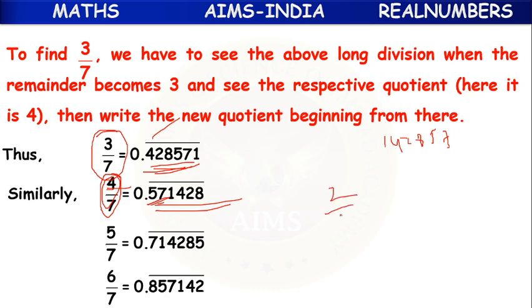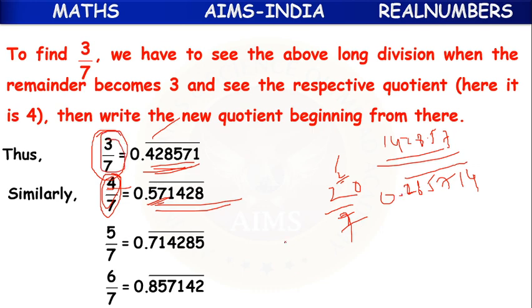So for 2 by 7 what can we write? Simply from here we can tell. If we take this 2 as 20, how many times? 2 times, because all are different digits, so easily we can tell. It starts from 2. So 2, 8, 5, 7, and after that this 1 4 will come. So 0.285714. Directly we can tell like this.